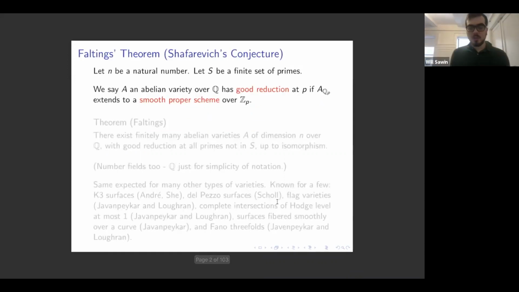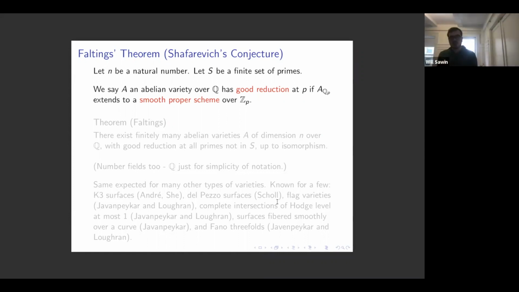So let me begin with a classical topic in number theory, which is Faltings' Theorem, formerly Shafarevich's conjecture. This is going to be about an abelian variety over the rational numbers. We say the abelian variety has good reduction at a prime p if we can extend it from the p-adic numbers to the p-adic integers in some way that's a smooth and proper scheme. So if the equations define a smooth variety mod p. And we know that any abelian variety will have good reduction away from finitely many primes.